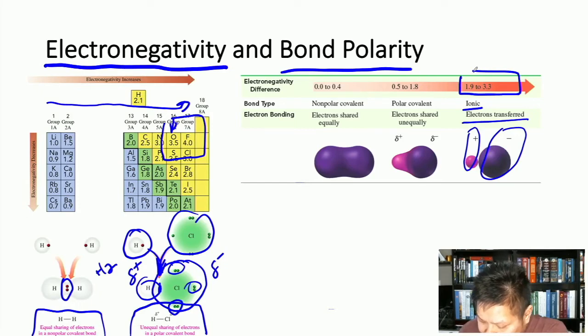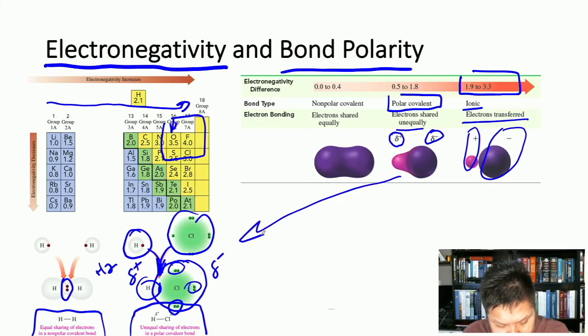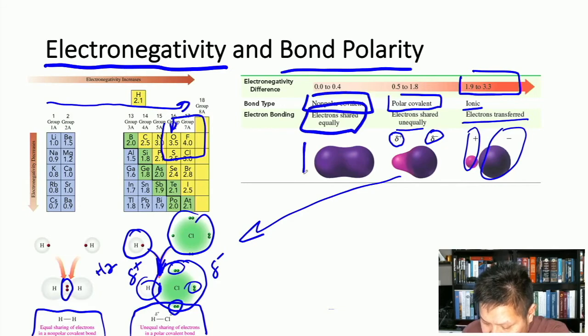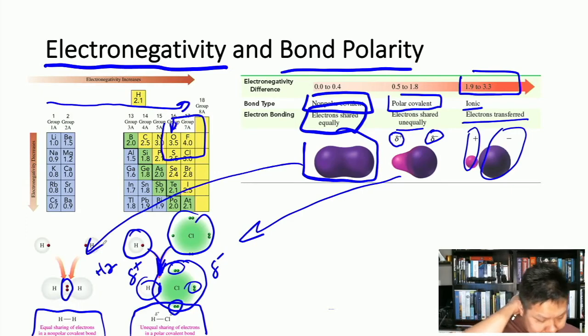But if you have a polar covalent compound, which means it's a molecular compound covalently bonded but it's polar, one side is partially positive and the other side is partially negative. Why? Because the electrons are unequally shared. A good example of that is the hydrogen chloride example I just gave. And then we have nonpolar covalent bonds where the electrons are equally shared, and a very good example of that is the hydrogen gas that we just talked about.